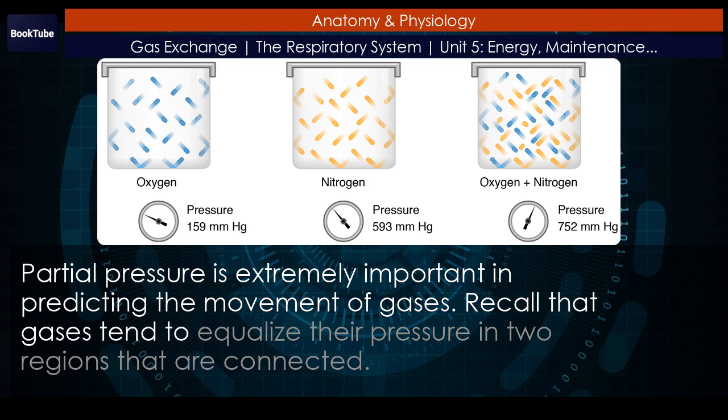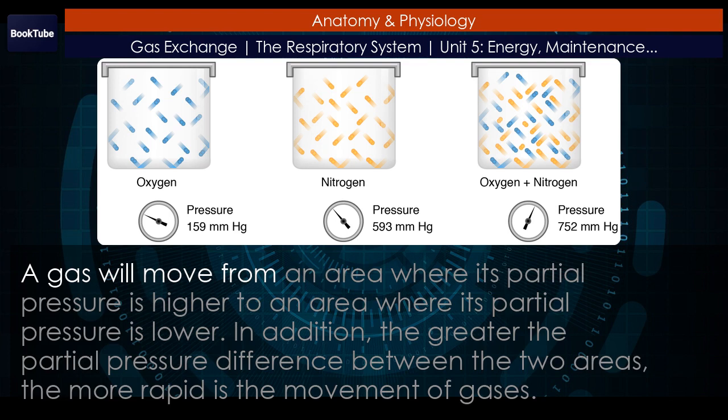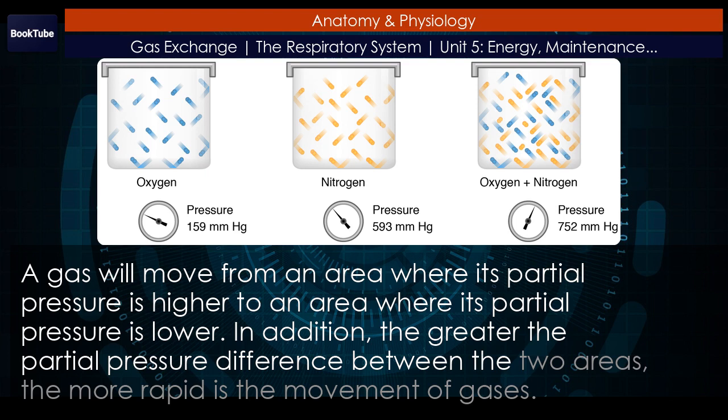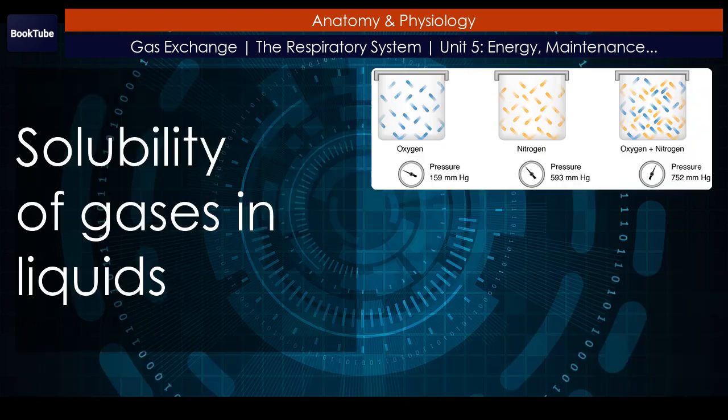Recall that gases tend to equalize their pressure in two regions that are connected. A gas will move from an area where its partial pressure is higher to an area where its partial pressure is lower. In addition, the greater the partial pressure difference between the two areas, the more rapid is the movement of gases.